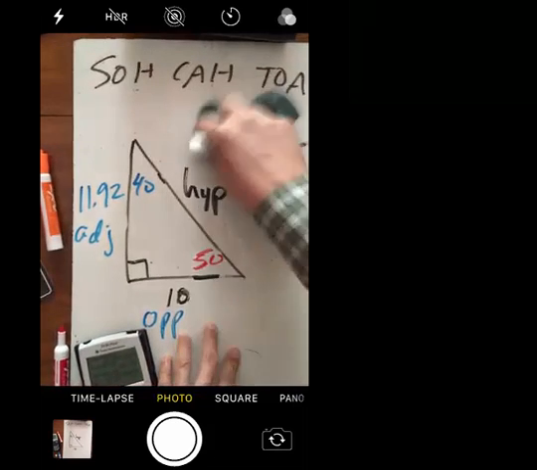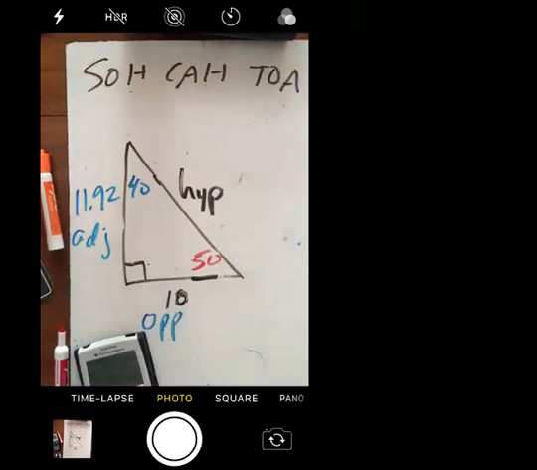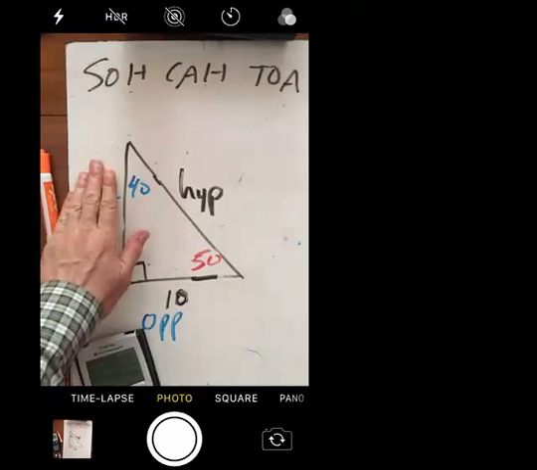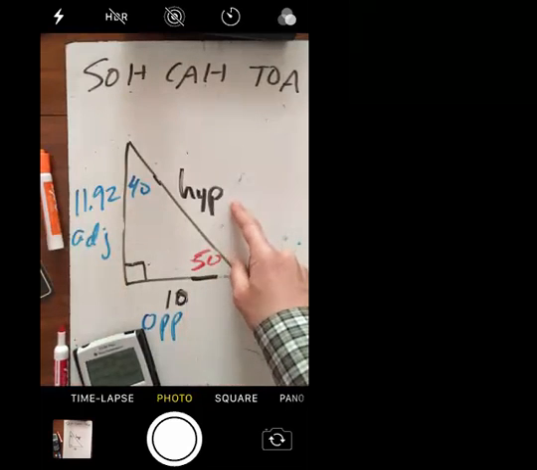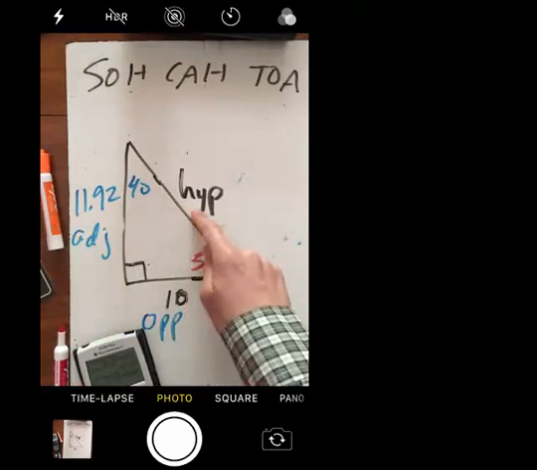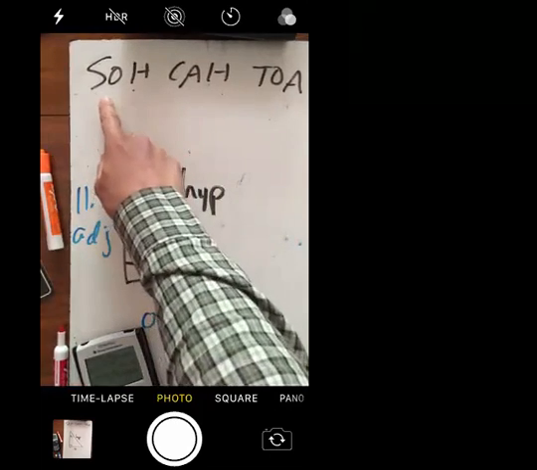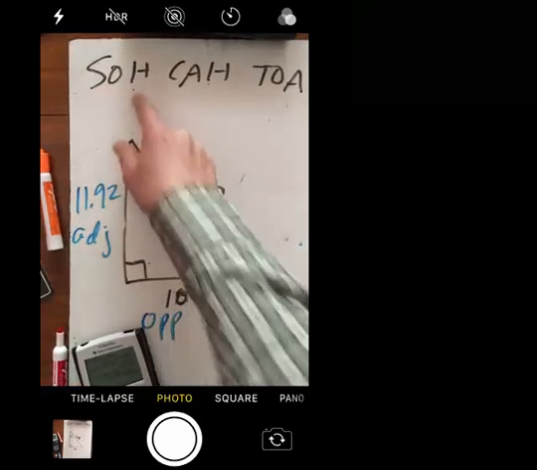Now if I needed to find the hypotenuse using right triangle trigonometry, I'm going to imagine that I never found the 11.92, and I'm going to again use the 10. Now I'm using the opposite and finding the hypotenuse. So that's O and H. So that means I want to use sine, because sine equals opposite over hypotenuse.